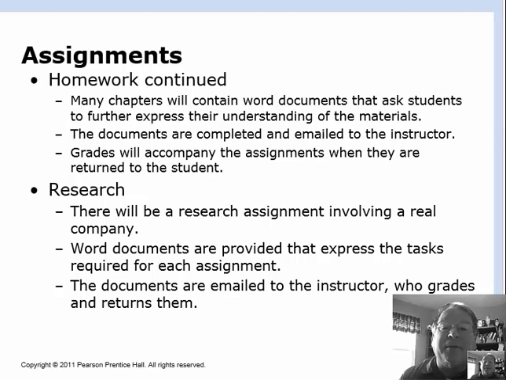Again, some of the assignments may contain Word documents. If these Word documents are provided, then obviously you have to complete that homework assignment and then forward it to the instructors. Grades will accompany assignments when they're returned to the student. There is a research assignment that we'll complete. You'll follow through with the guidelines. They're clearly identified in the Moodle system, and you'll find that there are Word documents. You'll email those back to the instructor. Of course, I'll grade them and return those to you.